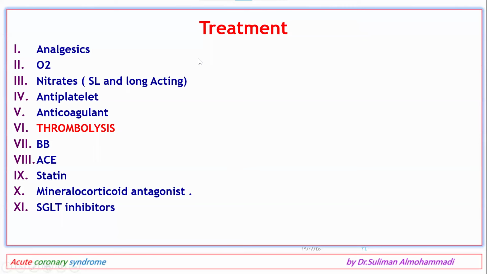After finishing the diagnosis, the treatment starts with analgesia to decrease the patient's feeling of pain, so as to decrease the heart rate and anxiousness. Then oxygenation if needed, nitrate if there is no contraindication, whether sublingual or long-acting if needed, antiplatelet and thrombolysis in most cases, beta blocker, ACE inhibitor, statin, mineralocorticoid antagonist, and sodium-glucose cotransporter inhibitor.